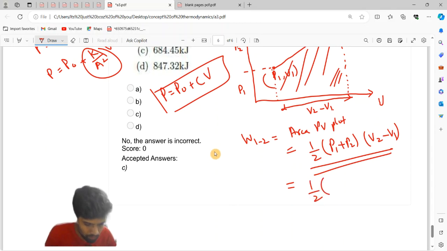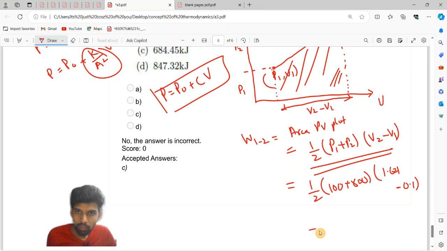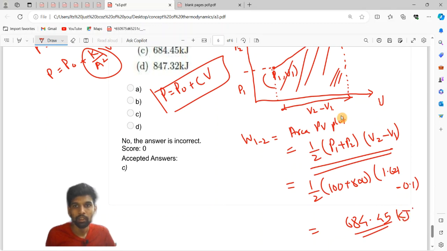So we have half times P1. How much was P1? P1 is 100, and P2 is 800. V2 is 1.621 minus V1, which is 0.1. From here we will get 684.45 kilojoule. It is in kilopascal, and it is in meter cube. Because we have mentioned total volume here, not specific volume, the answer will be in kilojoule. So it is 684.45 kilojoule.